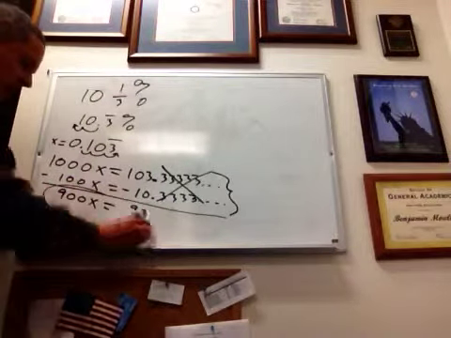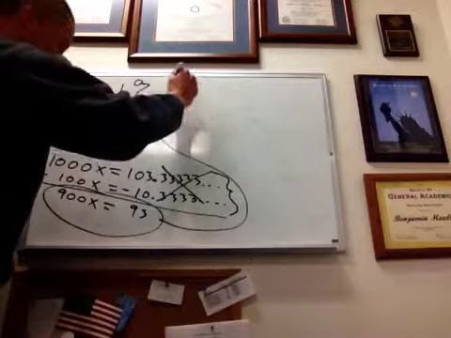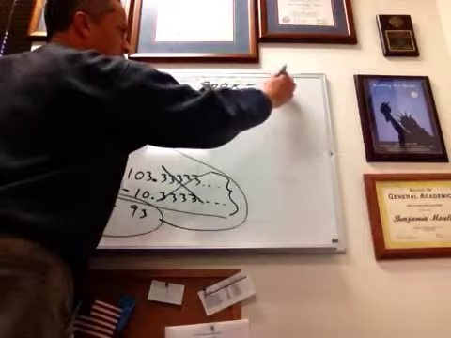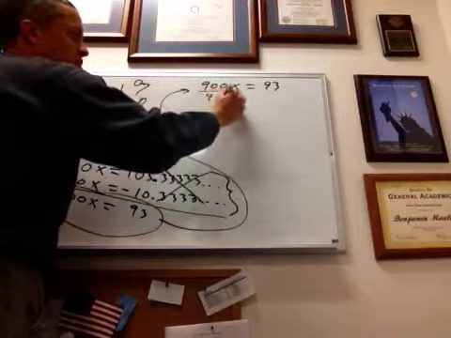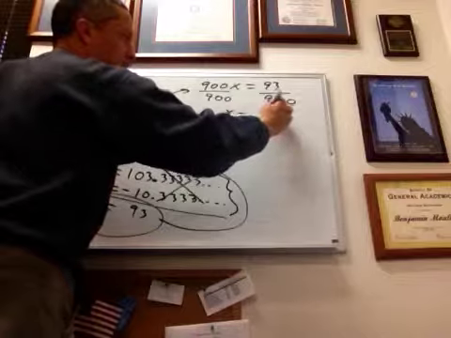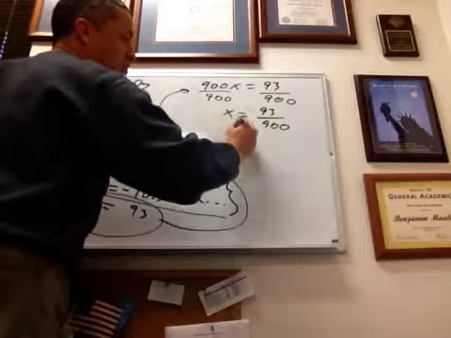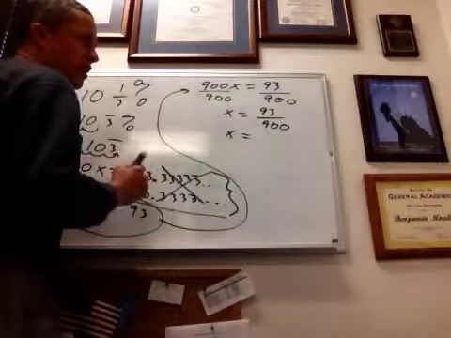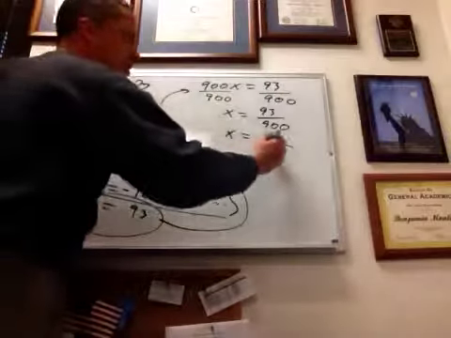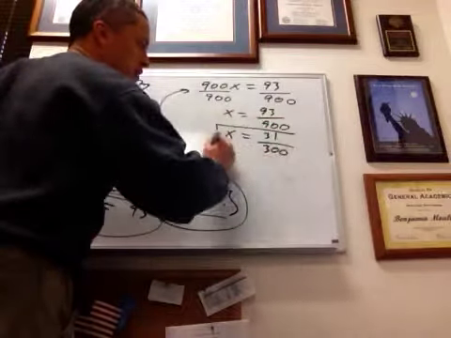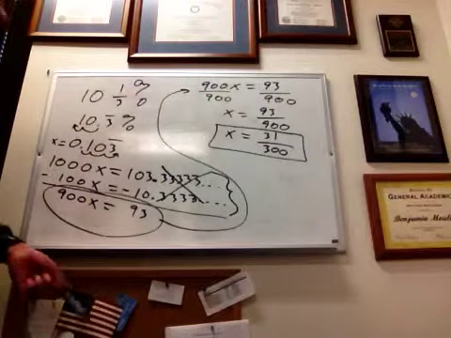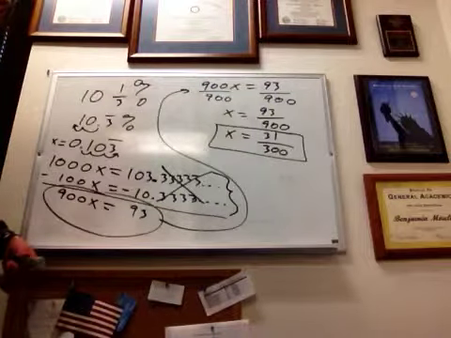So now, let me take what I've got here, move it up here. We are now looking at 900x equaling 93. I'm going to divide both sides by 900. So x will equal 93 over 900. And when you reduce that, it's divisible by 3, top and bottom. 93 divided by 3 is 31. 900 divided by 3 is 300.